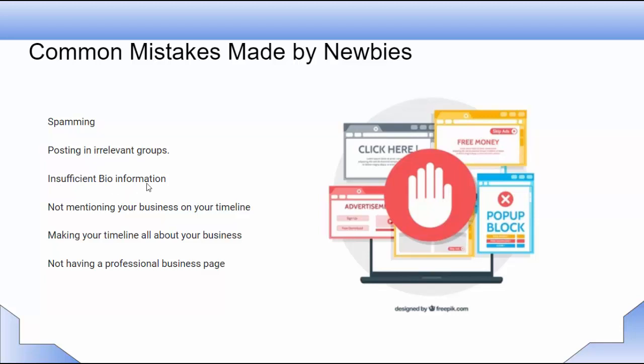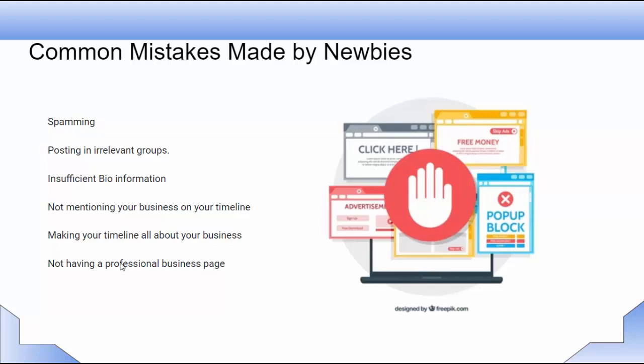Having insufficient information in their bio. This is another mistake. I've just shown you how to make good use of those spaces on your profile. You can use them to advertise. Another mistake is not mentioning your business on your timeline. Some people feel like, oh, I don't want to bother friends and family with the business. But look, if you're starting with zero budget, use your immediate network. Your immediate network is your friends and family. You should definitely share some business stuff on your timeline. But avoid this mistake, making your timeline all about business. You don't want to push away friends by just talking about business all the time.